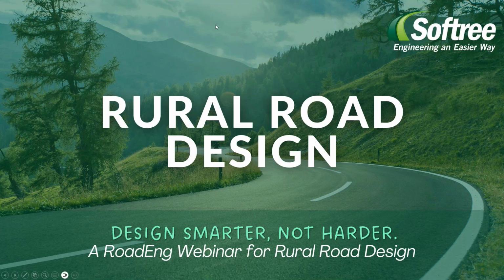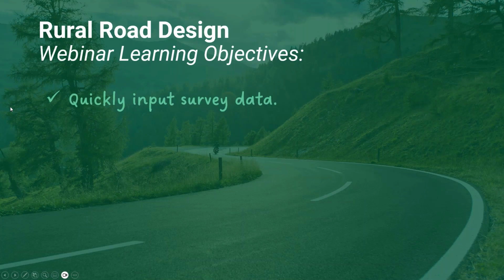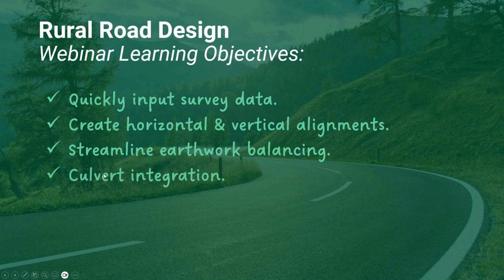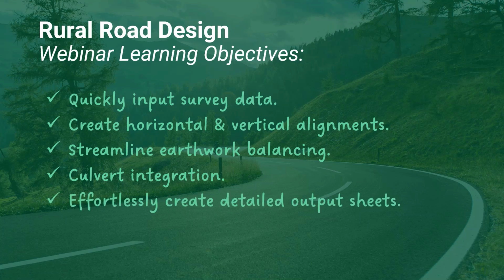So today we've got a couple of core learning objectives, and we're going to get to all of these throughout the webinar. We're going to start talking about how you can input your different survey data. We'll talk about how you can create horizontal and vertical alignments for your road. We're going to talk about how you can streamline earthwork balancing. We're going to talk about culvert integration and being able to add pipes to your road design. And then we're going to talk about effortlessly creating, and when I say effortlessly, I really do mean effortlessly, with a couple clicks, how to create some detailed output sheets.